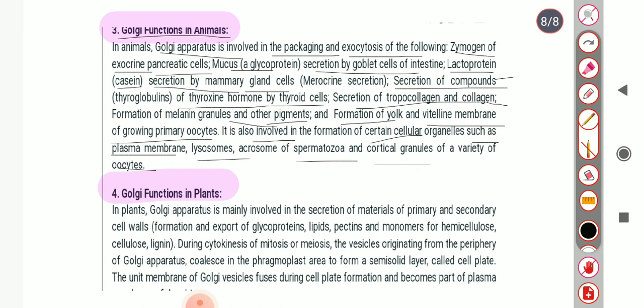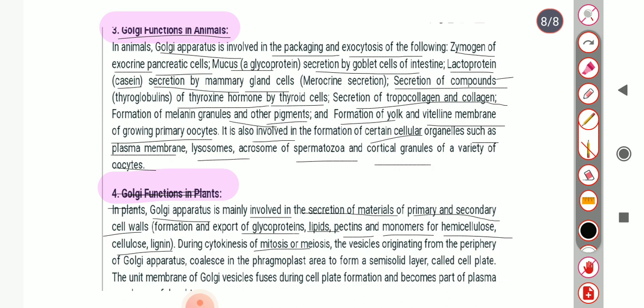Fourth function is Golgi function in plants. In plants, the Golgi apparatus is mainly involved in secretion of material in the primary and secondary cell wall. It means the Golgi apparatus's main function is secretion of granules and materials. First, formation and export of glycoprotein, lipid, pectins, monomers of hemicellulose and cellulose, and lignin. Inside the cell wall, it forms glycoprotein, lipid, pectin, monomers of hemicellulose and cellulose, and lignin. This occurs during cytokinesis, mitosis or meiosis.